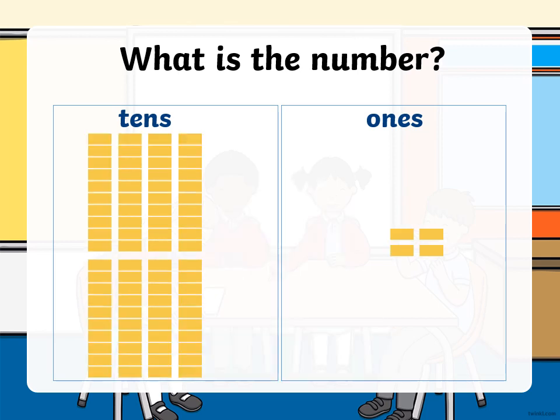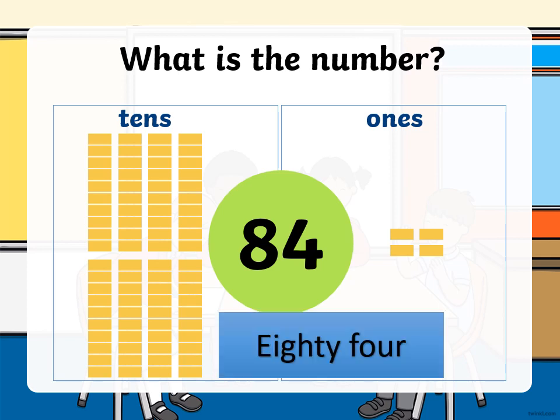What is the number? We can count by tens again. 10, 20, 30, 40, 50, 60, 70, and 80. And then we've got our ones. 81, 2, 3, 4. 84. And we can write it in words, 84.